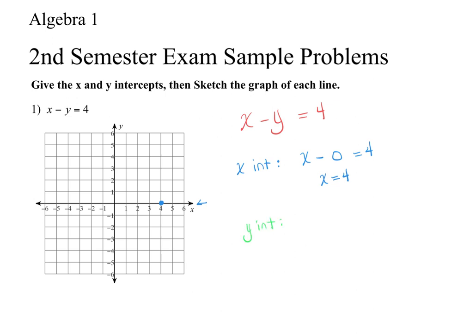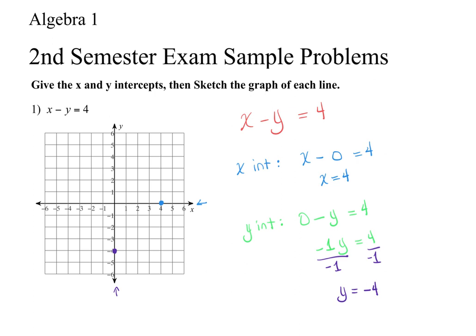We're going to plug in a 0 for x. So we'll say 0 minus y equals 4. In this case, we still have a negative 1 in front of our y. So to finish this, we are going to have to divide by that negative 1. So our y-intercept here is negative 4. So we're going to go on the y-axis to negative 4 and put that point.